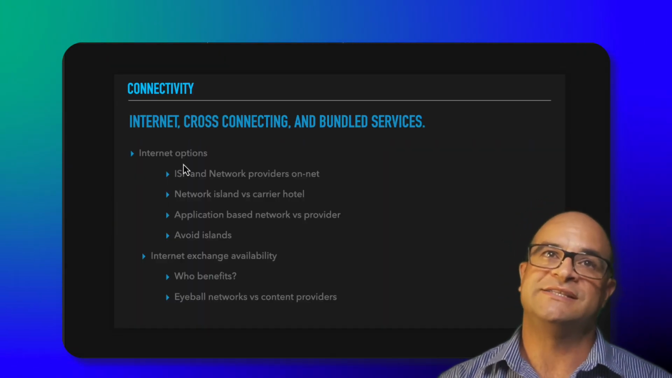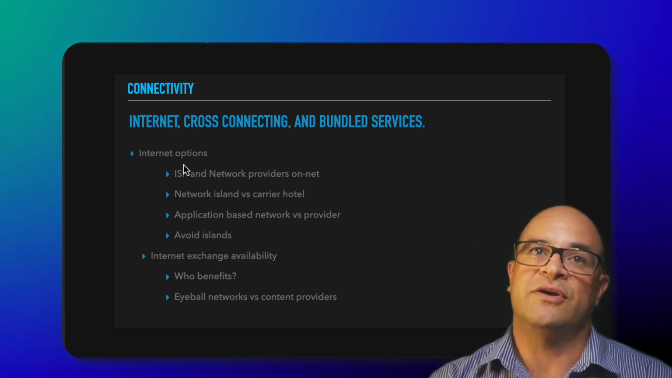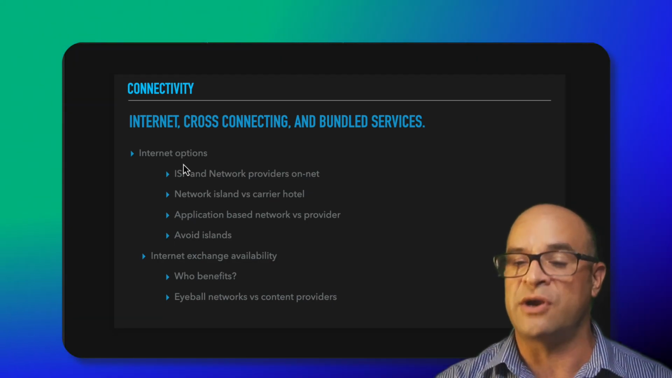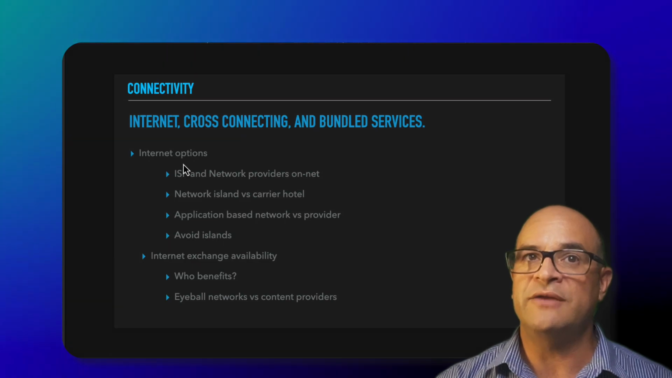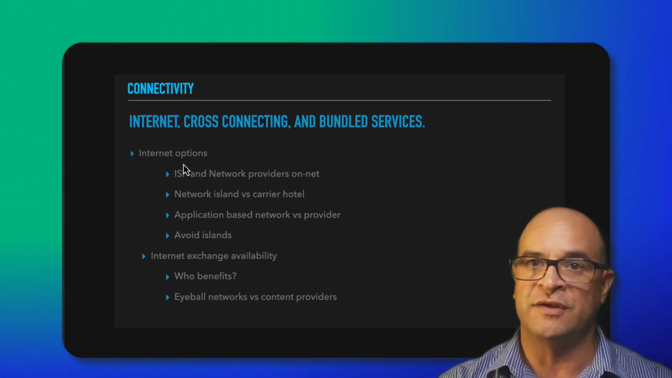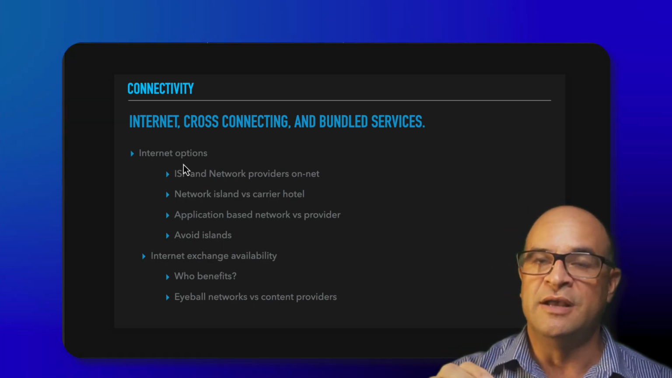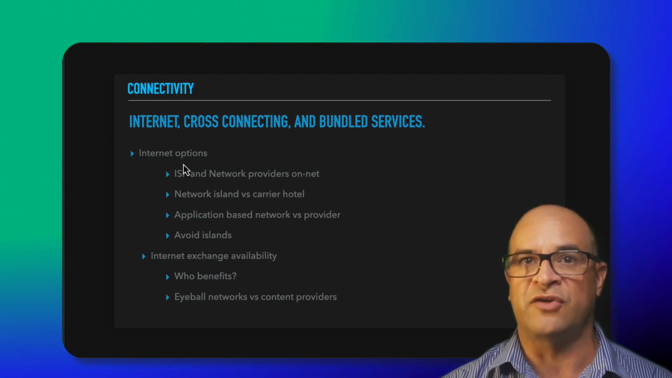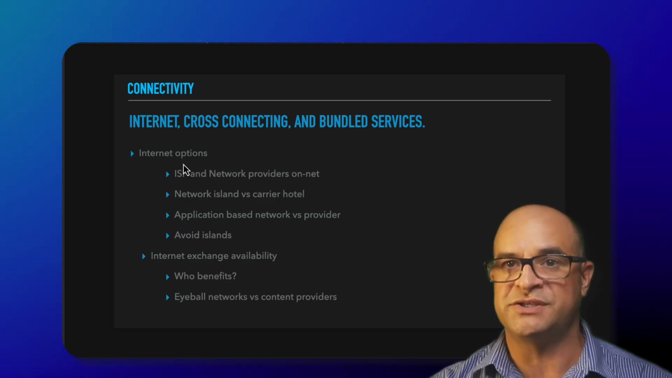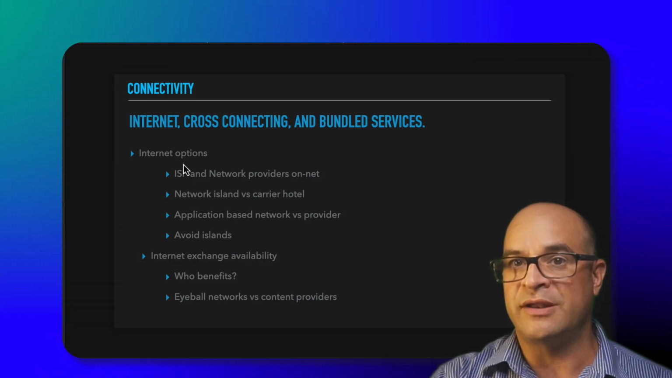Now, connectivity, internet, cross-connecting, and bundled services, I did cover that. But for your internet options, you have to know who the ISPs and network providers are that are going to be on net. Ask directly whoever the salesperson is, saying, hey, I'm interested in a data center in Kansas City, but please tell me who the internet providers are on net at that particular site.